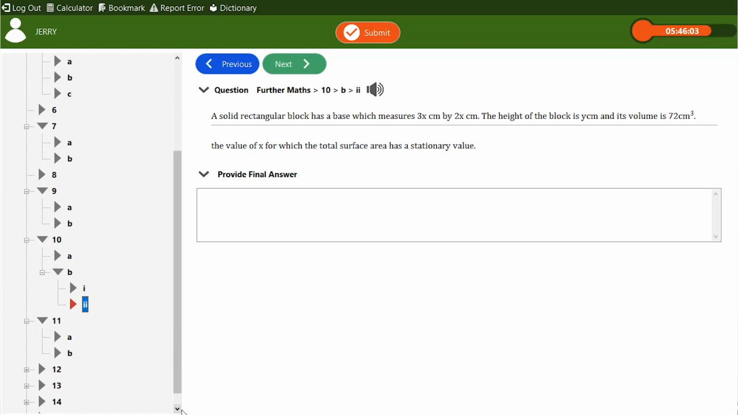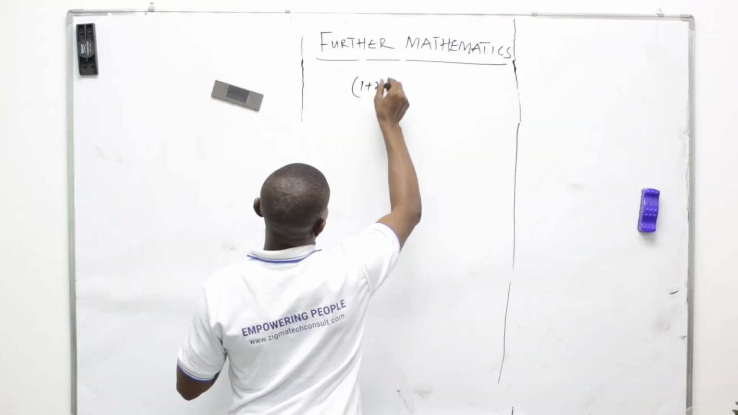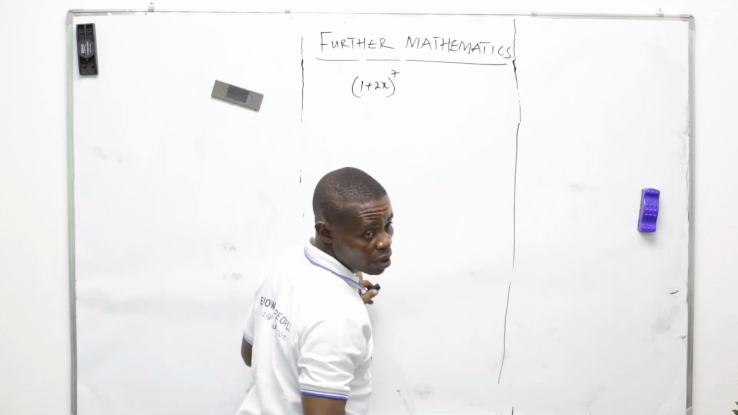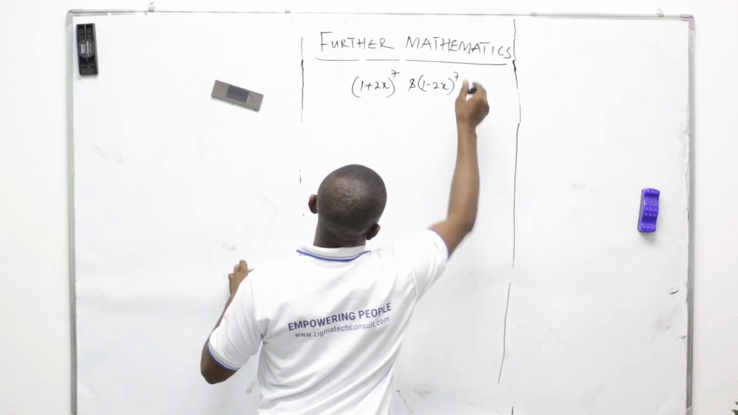Question number 11. Find the binomial expansion of 1 plus 2x raised to the power of this. Okay. A similar thing like that of combination. So we have 1 plus 2x all raised to the power 7, and that of 1 minus 2x all raised to the power 7.